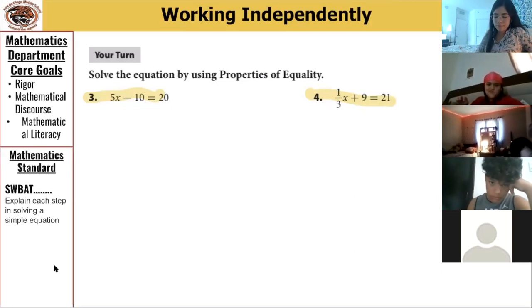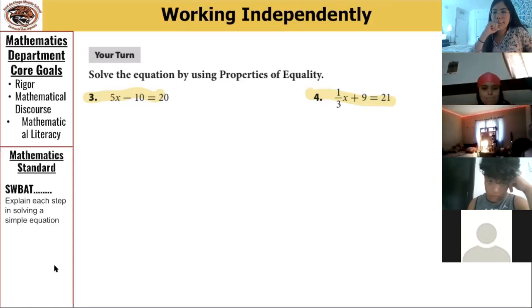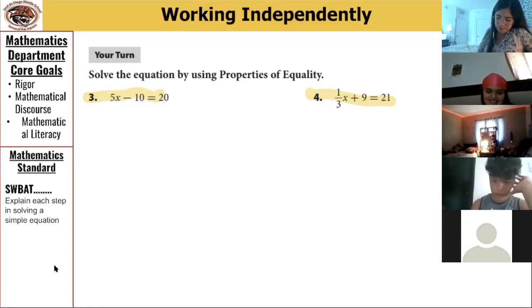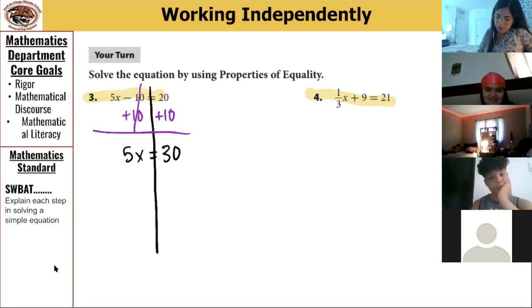What should I do to both sides? Add 10. Yeah, good. We're going to add 10 to both sides. That's going to leave me with 5x equals 30. And then the second step is divide. Divide by 5, exactly.